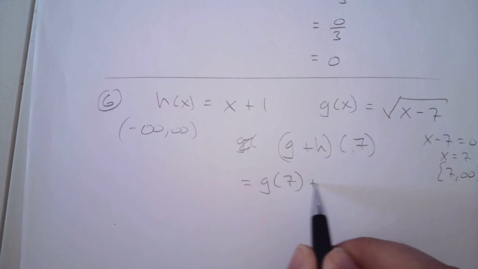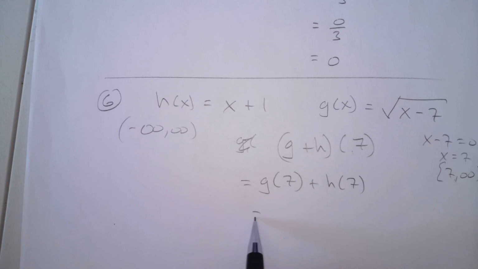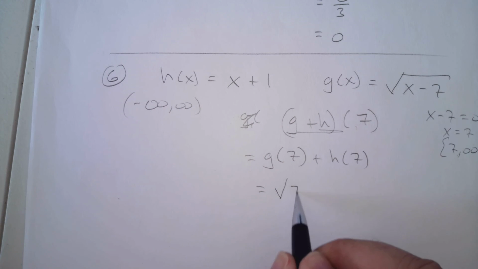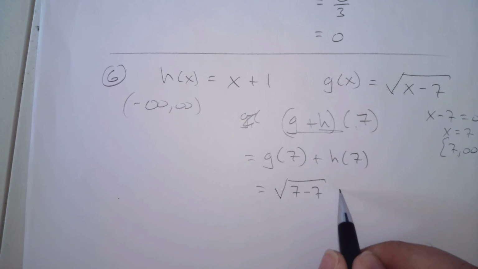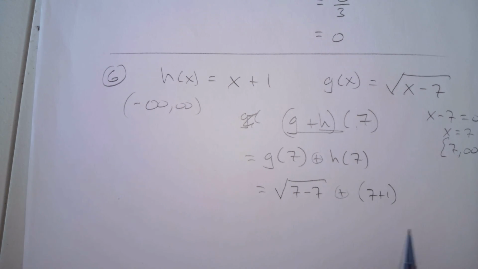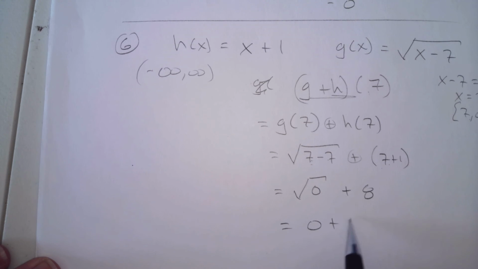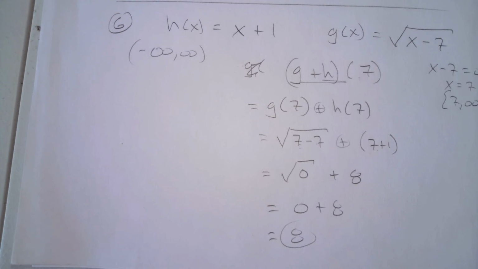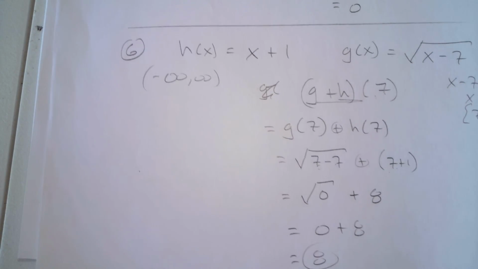So g of 7 plus h of 7, that's what that means. 7 minus 7 plus, there's that plus, 7 plus 1. There's g and there's h. 7 minus 7 is 0. 7 plus 1 is 8. 0 plus 8 is 8. Alright, so that's the algebra of functions.